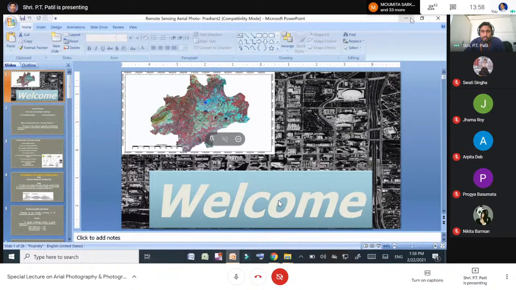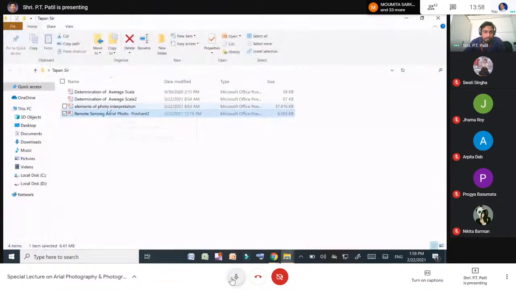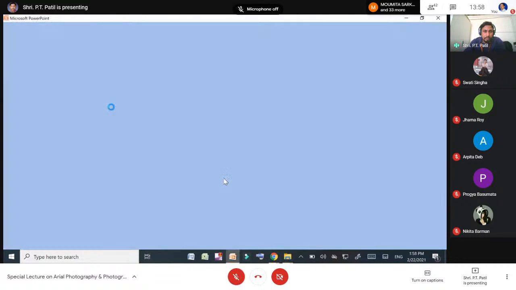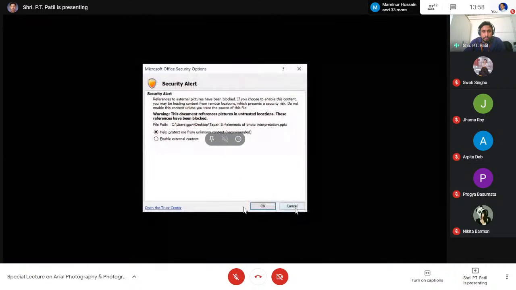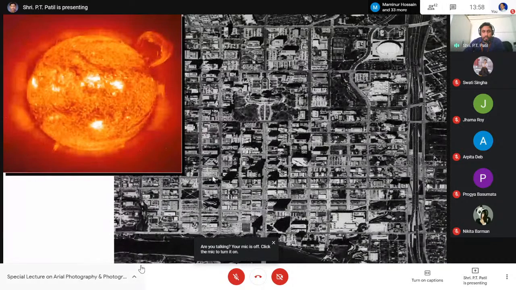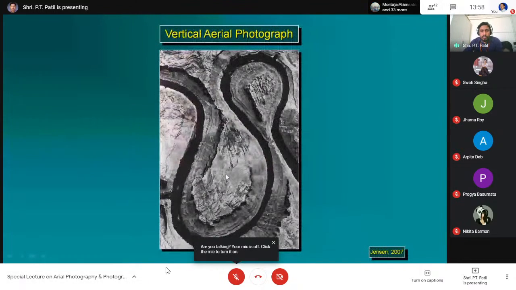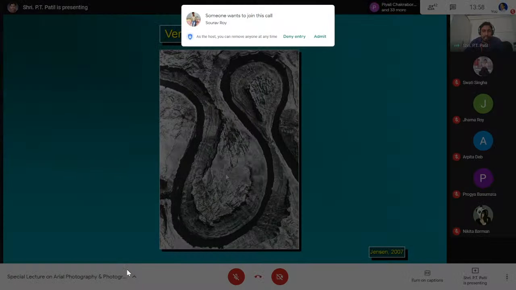Okay, sir. So I'm continuing here with elements of aerial photo interpretation. What is the difference between oblique and vertical aerial photographs in brief, and later on I move towards photogrammetry. This is the vertical aerial photograph, which is exactly vertical, meaning the angle between the vertical perpendicular axis and the optical axis is below 3 degrees. That's why it is vertical.